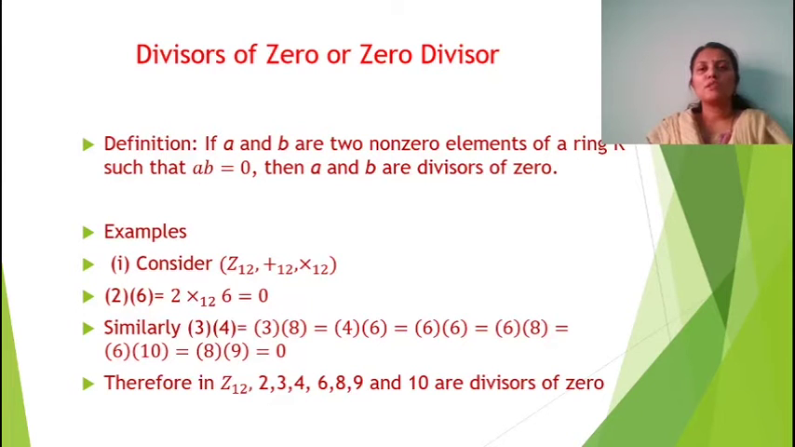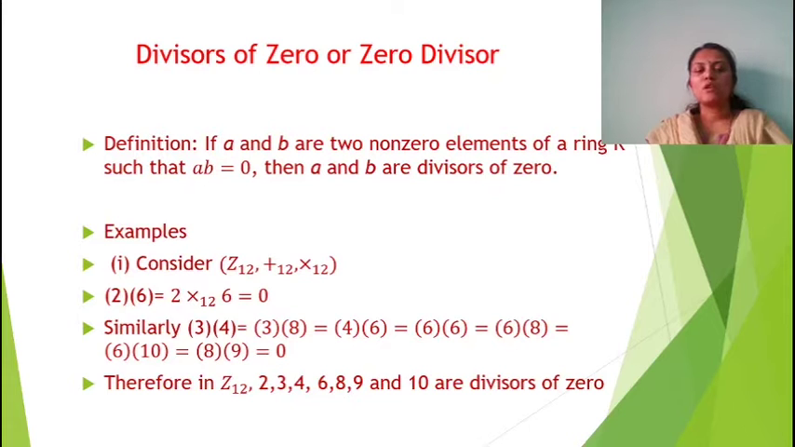Now 3 into 8, 24. 24 by 12, remainder is 0. 4 into 6, 24. Remainder is 0 when we divide by 12. 6 into 6, again 36. 36 by 12, remainder is 0. 6 into 8, 48. 48 by 12, the answer is 4 and the remainder is 0. 6 into 10, 60. 60 when we divide by 12, the remainder is 0. 8 into 9, 72. 72 by 12, the remainder is 0. So all these products will be 0.